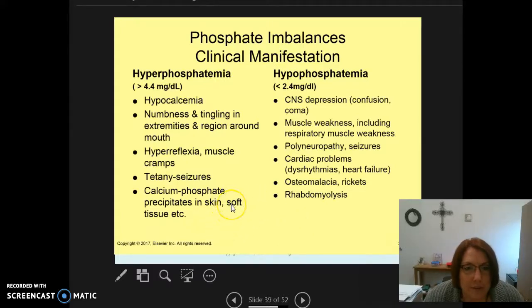And with hypophosphatemia, and I just realized I had a spelling error. No, I don't. Okay, I'm good. Hypophosphatemia, less than 2.4. CNS depression, so we may see confusion and coma. Muscle weakness, including respiratory muscles. Polyneuropathy, okay, and seizures. Lots of tingling, pain, things like that in their extremities. Cardiac problems, dysrhythmias and heart failure. Osteomalacia and rickets, and rhabdomyolysis, okay, which is a breakdown of the muscle itself.